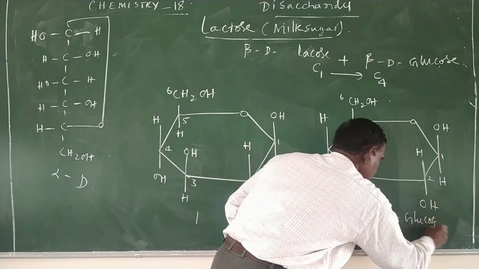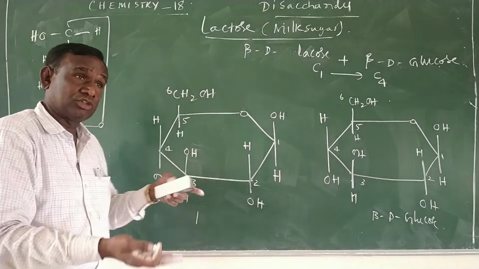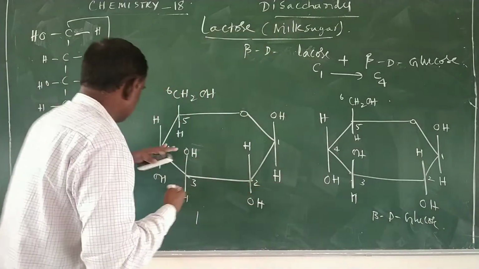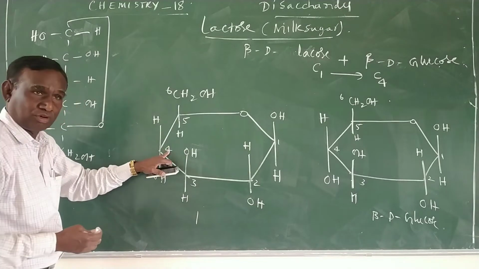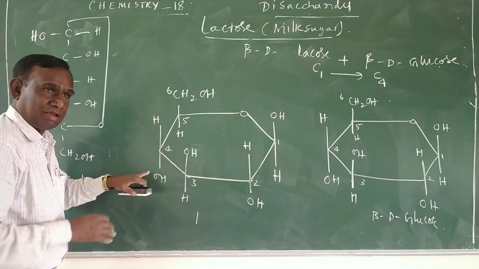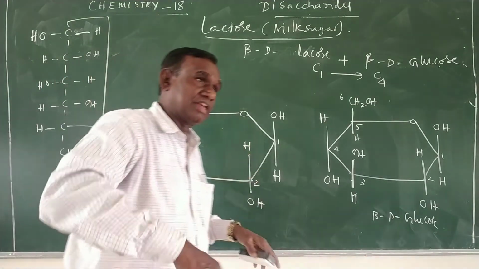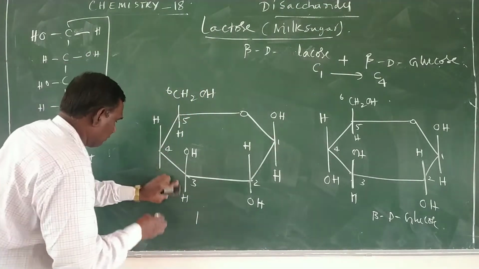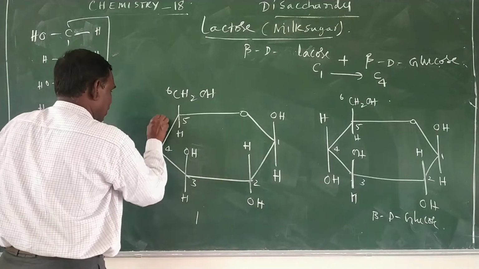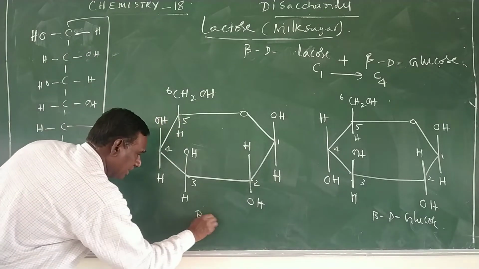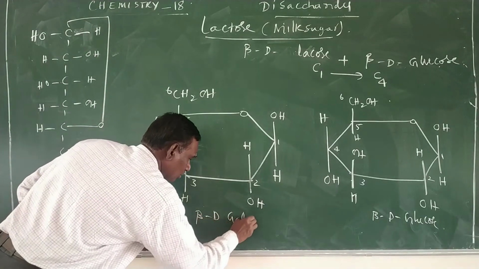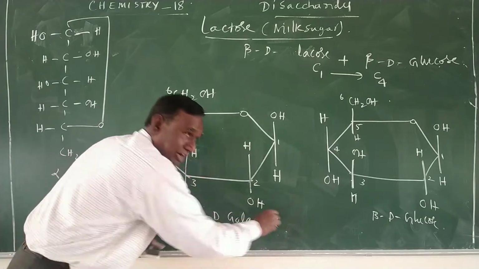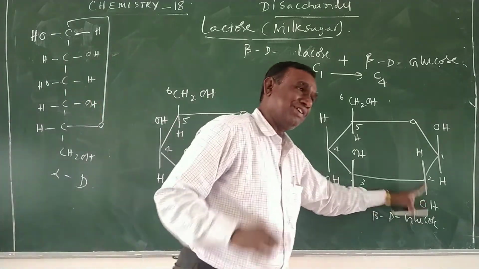Beta D glucose is converted to beta D galactose just by changing the H and OH groups at the fourth carbon atom. So here it is H and this is OH. Now it is beta D galactose.